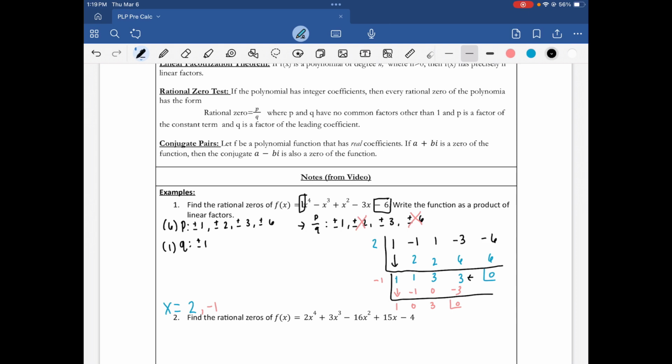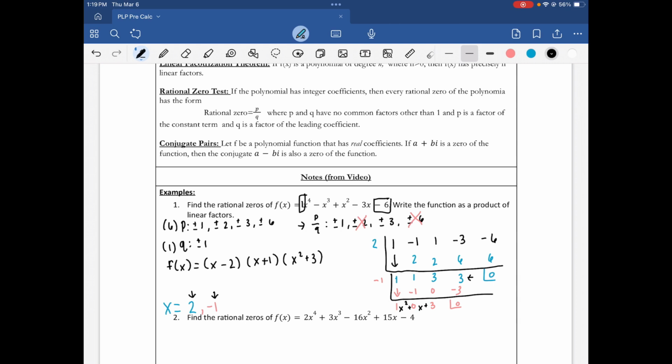So we're going to write our function f of x is equal to, we know, x minus 2 from this first factor of 2, we know x plus 1 from our second factor. And then we are left over with, we've got 3 terms here, so we're going to have x squared plus 0x plus 3. So just x squared plus 3.